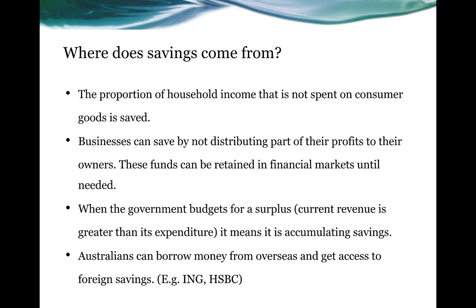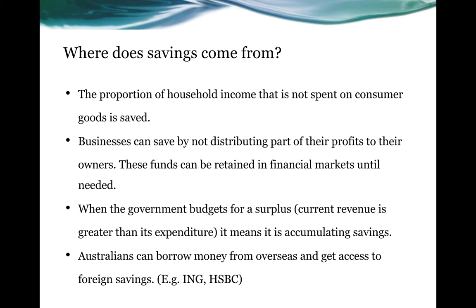The proportion of household income that is not spent on consumer goods is saved. Remember our equation, Y equals C plus S. If you don't consume it, if you don't go and spend it somewhere, you are inevitably saving it without even realizing it. So businesses can save, okay, so not looking at individuals but businesses. Businesses can save by not distributing part of their profits, okay. They can retain these profits, okay, for future investment and all those types of things that businesses may need funds for. We also know that when the government is in a surplus, okay, when revenue, money coming in, is greater than expenditure, money going out, the government is saving, not what we have going on at the moment.